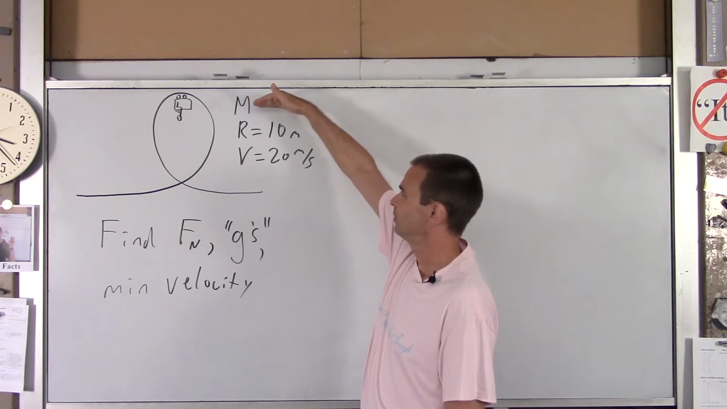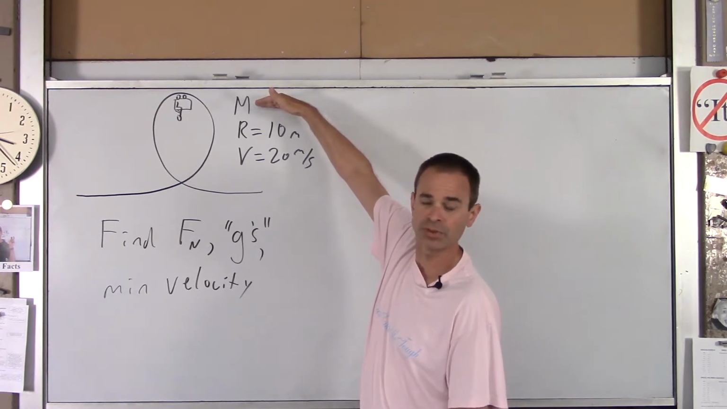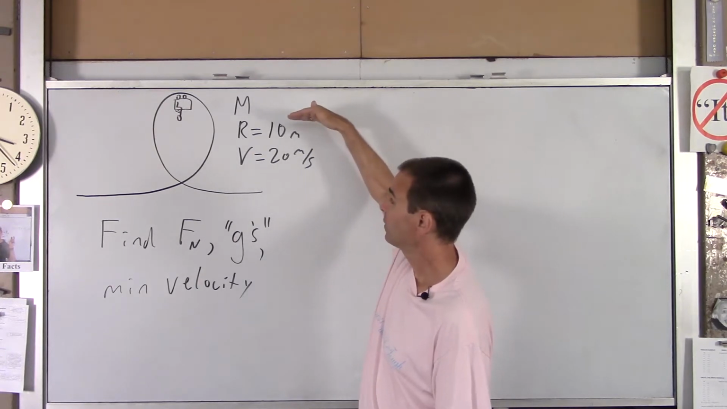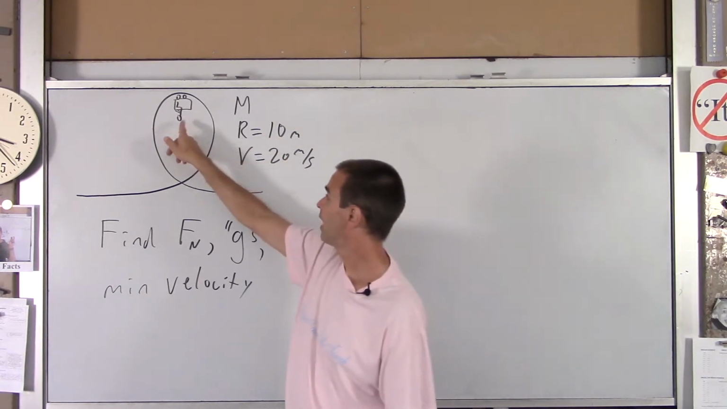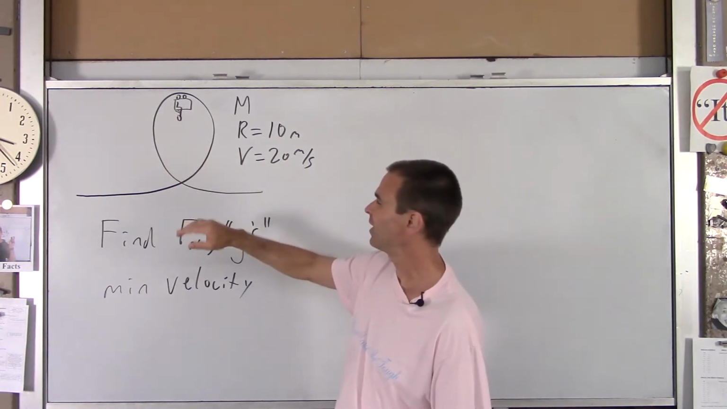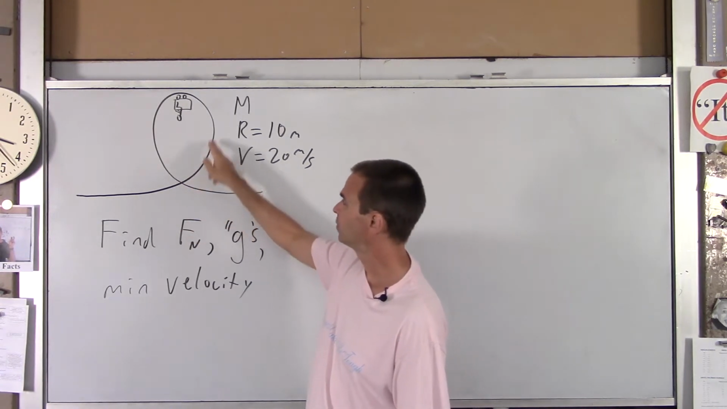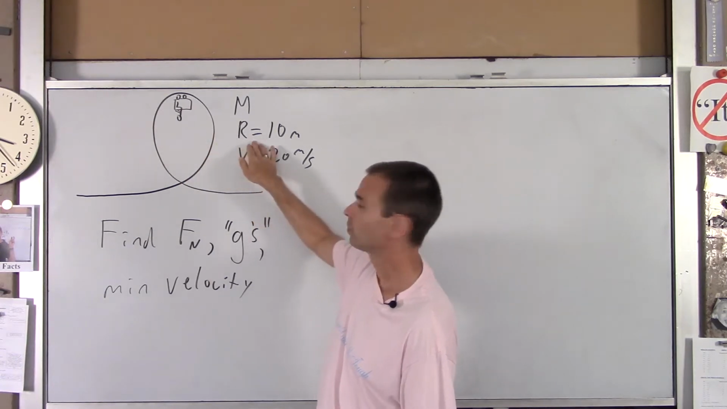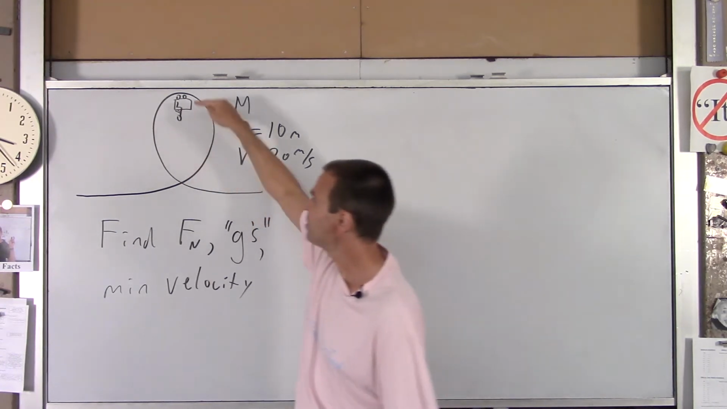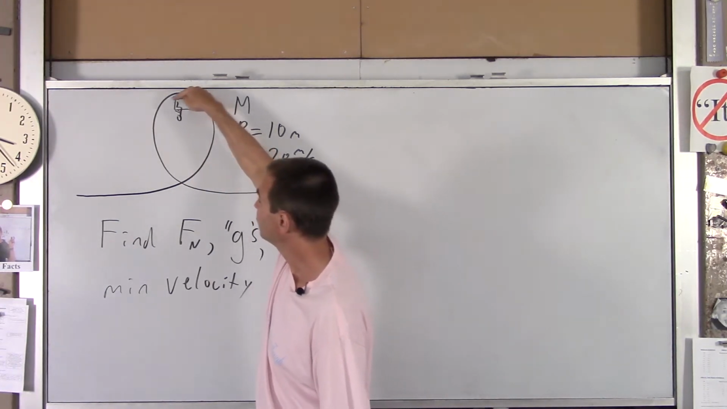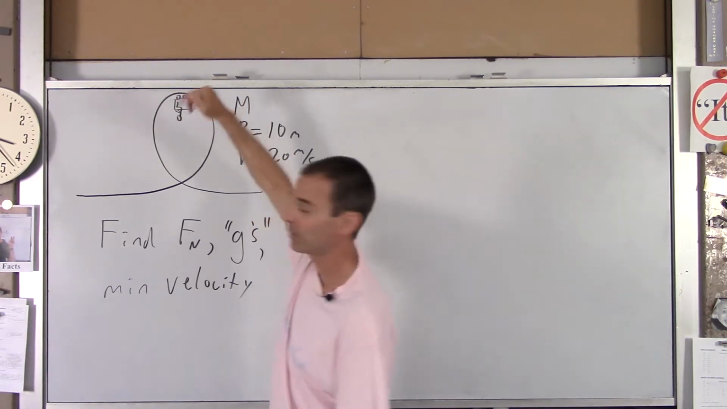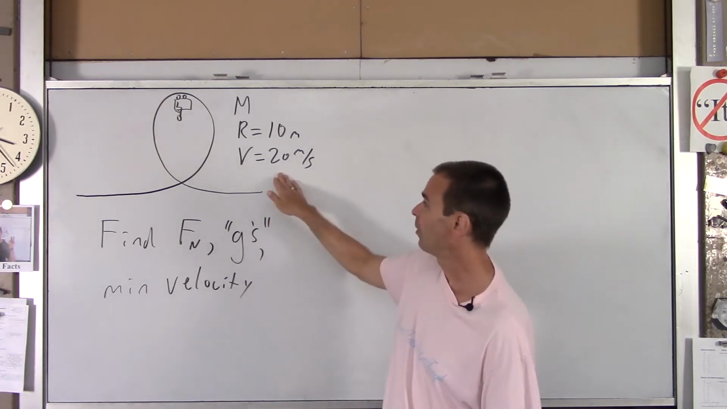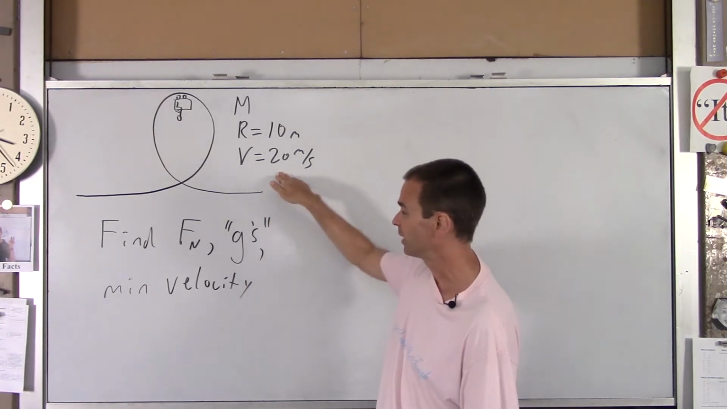You can either focus on the passenger or the coaster, it doesn't matter. We'll call that mass M. We'll say that the radius of the teardrop is 10 meters. Now when we say that, the radius changes throughout the teardrop, so we call this the radius of curvature. At this moment, it's as if he's going in a circle that has a radius of 10 meters, which is 20-something feet. And we'll say at that moment he's going at a velocity of 20 meters per second.